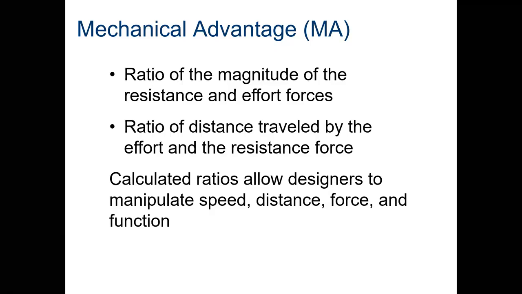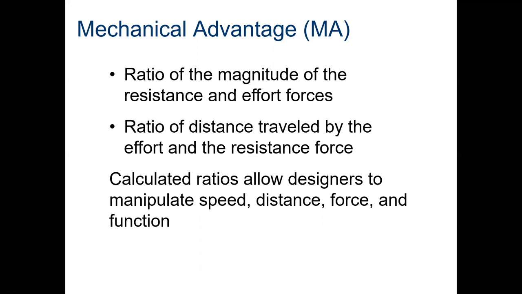So simple machines provide for us something called mechanical advantage. Mechanical advantage is, in general, the ability of a machine to make work easier for us, or to make work happen over a shorter distance. Mathematically, it can be calculated as the ratio of the magnitude of the resistance and effort forces, which may sound confusing right now, but it's really quite simple. It also is the ratio of the distance traveled by the effort and the resistance force. And we'll talk about how those get used together for our problems later.